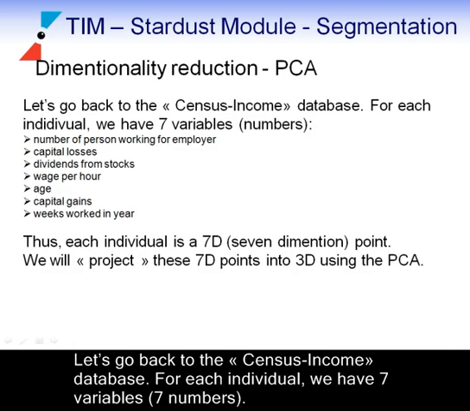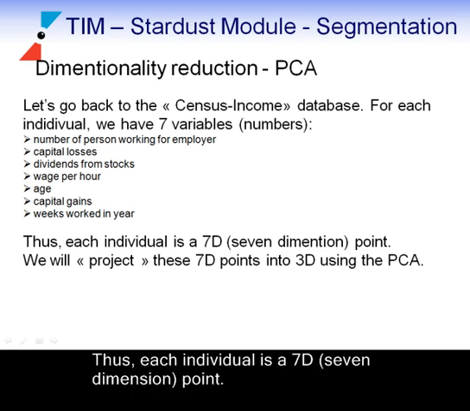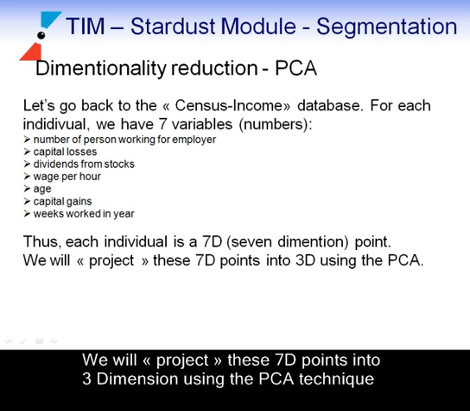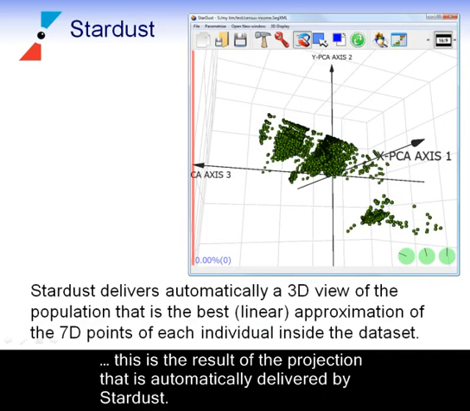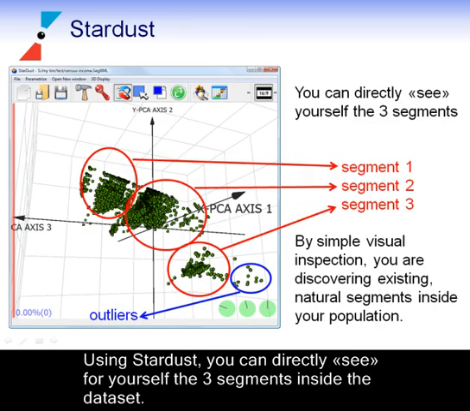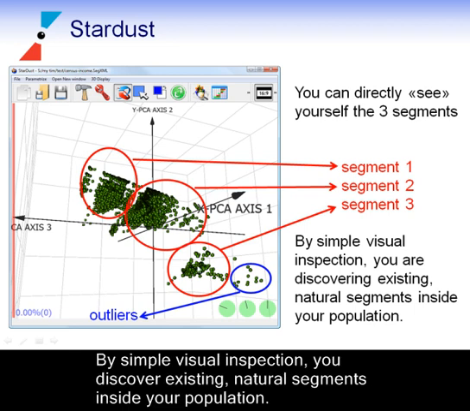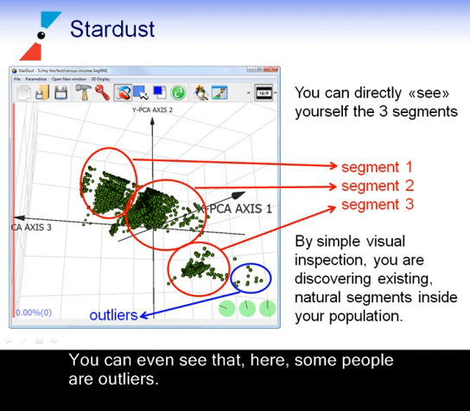Let's go back to the census income database. For each individual, we have 7 variables, 7 numbers. Thus, each individual is a 7D, 7-dimension point. We will project these 7D points into 3-dimension using the PCA technique. This is the result of the projection that is automatically delivered by Stardust. Using Stardust, you can directly see for yourself the 3 segments inside the dataset. By simple visual inspection, you discover existing natural segments inside your population. You can even see that here some people are outliers.